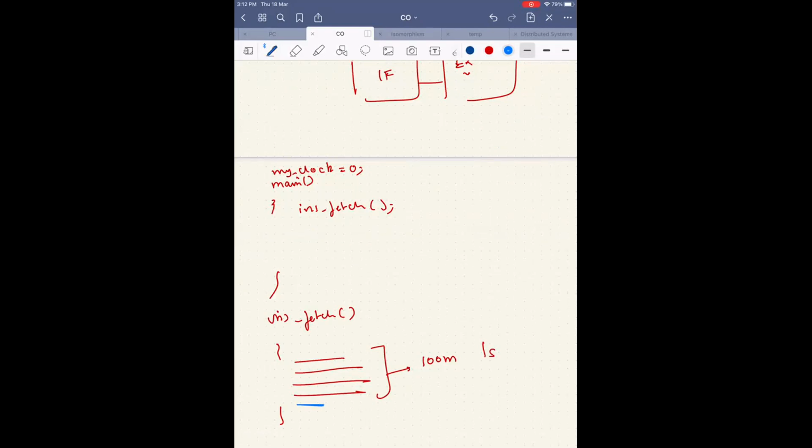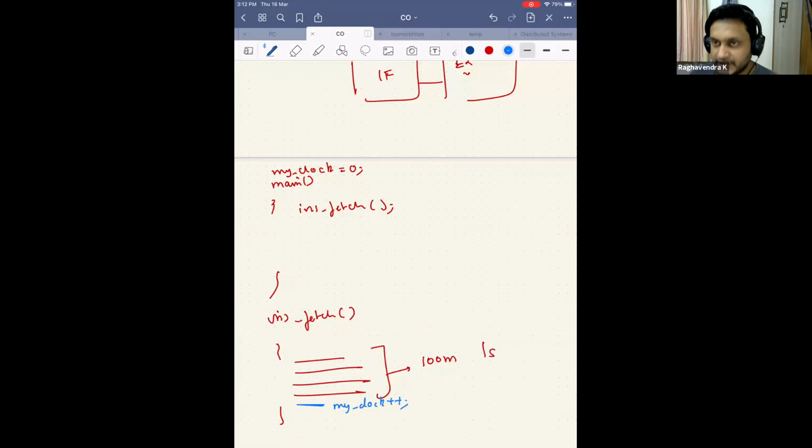What should I write here? My clock plus 1. Yes, my clock plus 1, right? Why? Because in the processor I am simulating, I have gone ahead with 1 clock. And then the next function that I will call is execute.